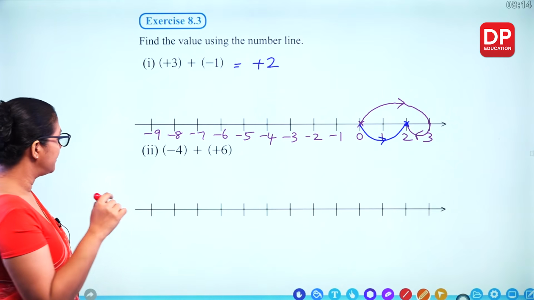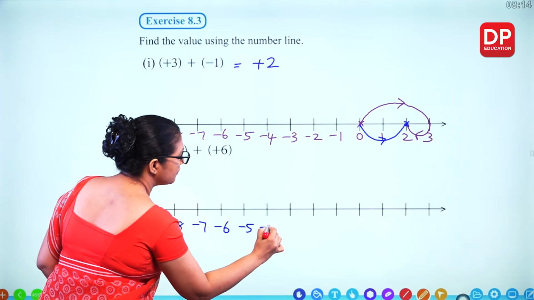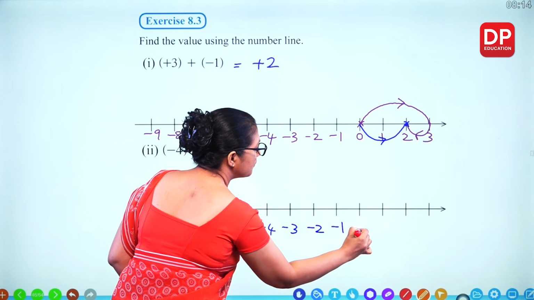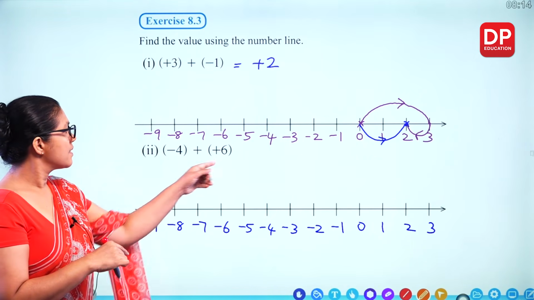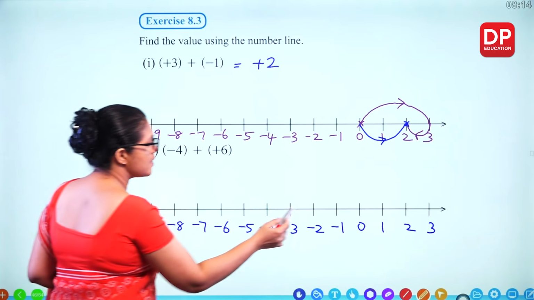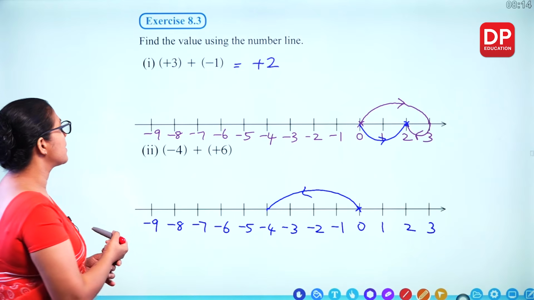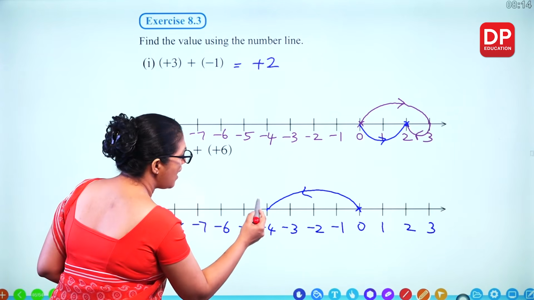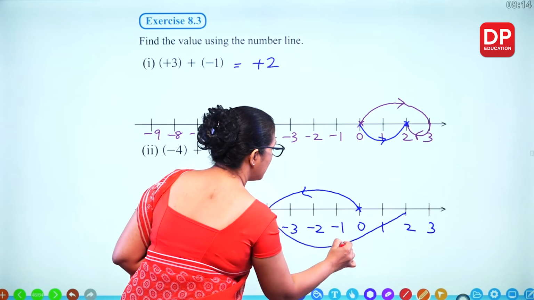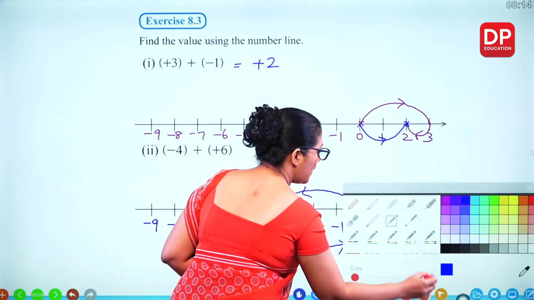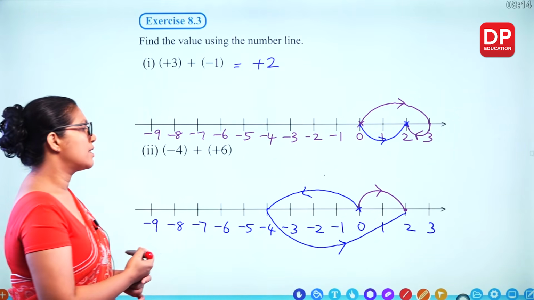Minus 4 and plus 6. So here plus 6 starting from minus 4. So here 0, minus 4 means towards left side 4 squares. Plus 6 means from there 6 squares to the right. 1, 2, 3, 4, 5, 6. Now the last position is here. So what's the answer, here to here? You get plus 2.